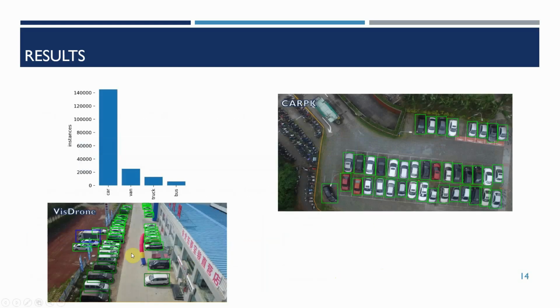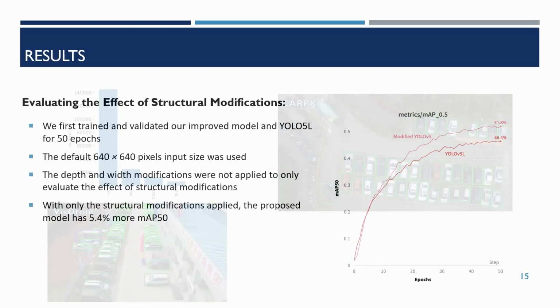VisDrone's images have more varied angles and altitudes, and they were recorded in very different conditions, like even at night and in the day. But the images in the car parking dataset were captured at a fixed altitude and angle, almost a 90-degree angle.